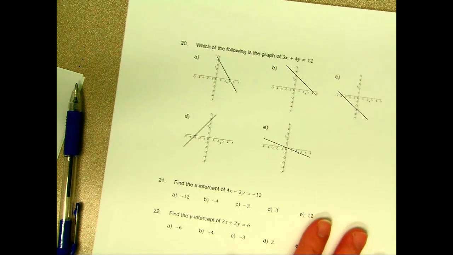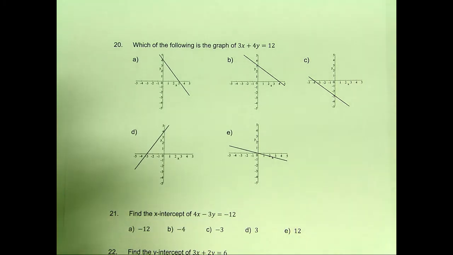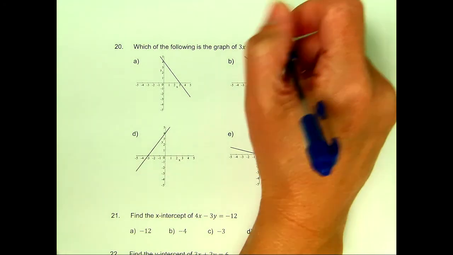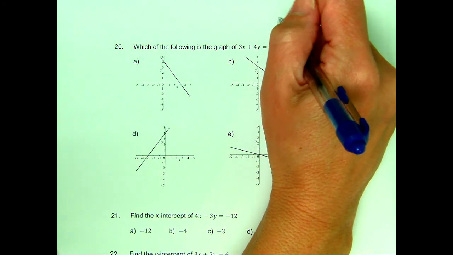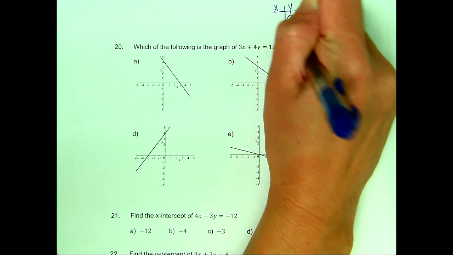Number 20 asks us, which of the following is the graph of 3x plus 4y equals 12? To determine which of the graphs would match this equation, we can look at several things. First, one of the things we can look at is the intercepts. How can we find the intercepts of this equation? Well, if we plug in 0 for y, we can find our x-intercept. If we plug in 0 for x, we can find our y-intercept.